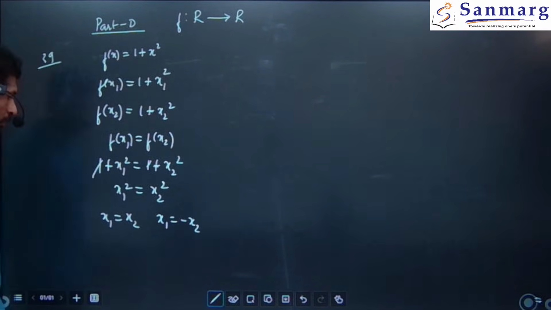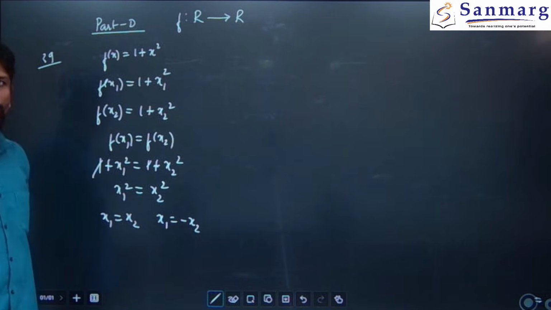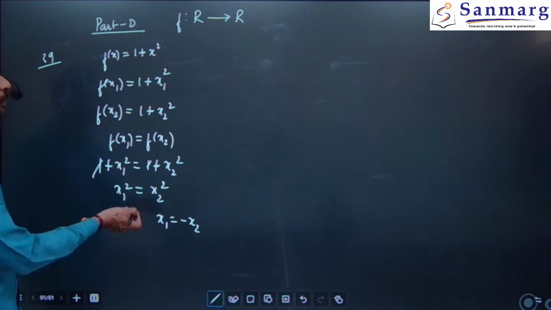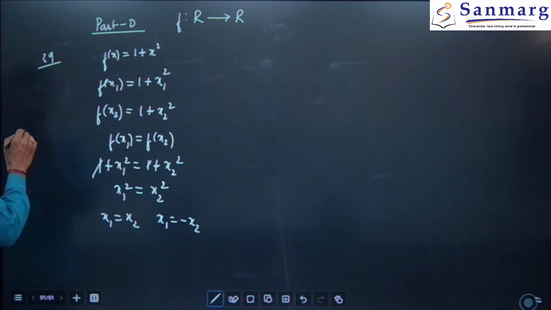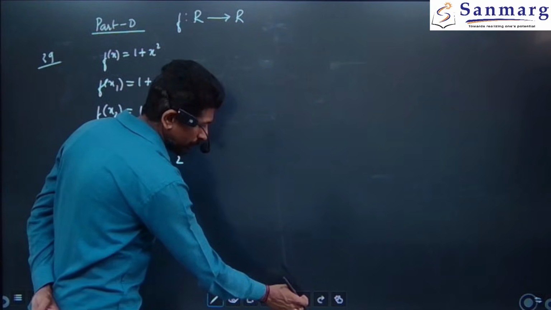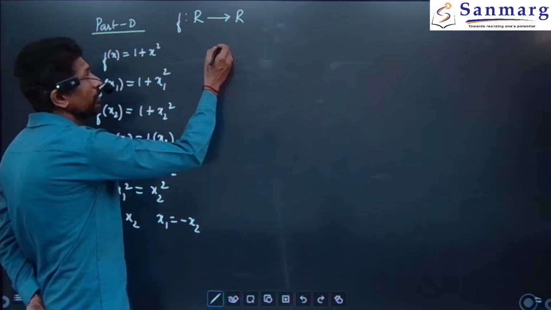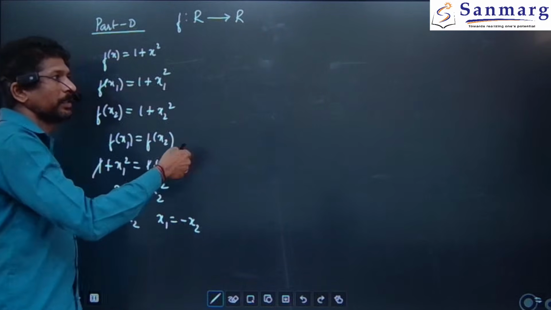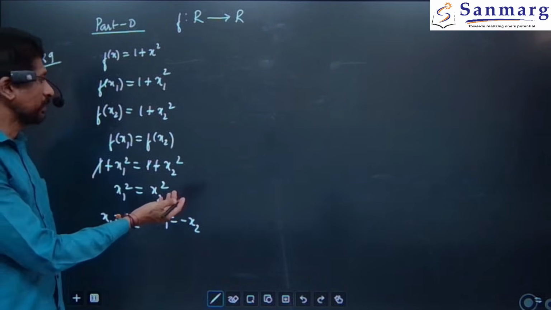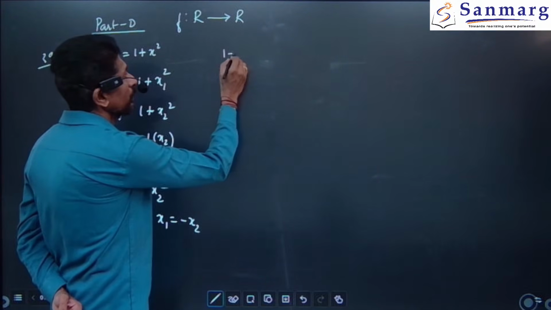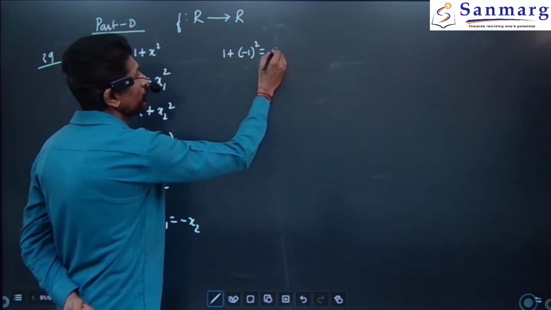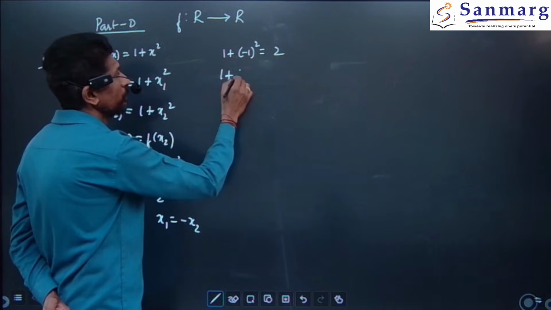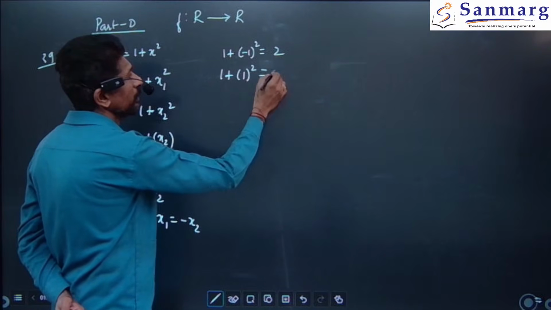Whether by using this the function is one-one or onto, if you don't know, we can substitute real numbers. I will take one example. If x1 is minus 1, then 1 plus minus 1 square gives 2. If you consider x2 as plus 1, the answer is also 2.